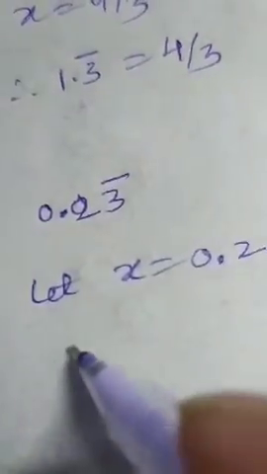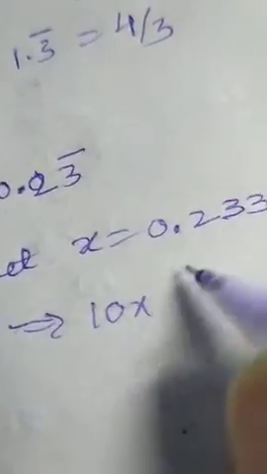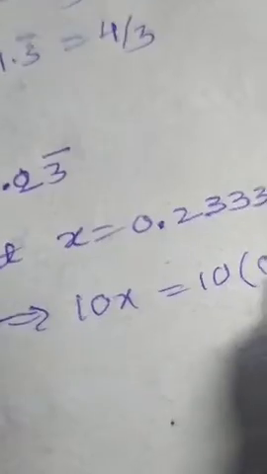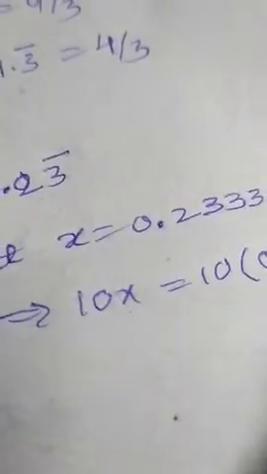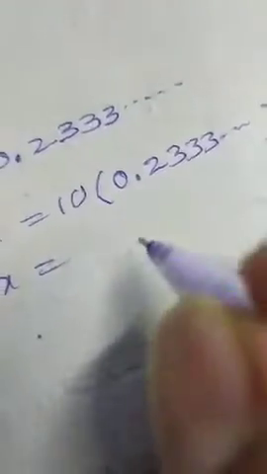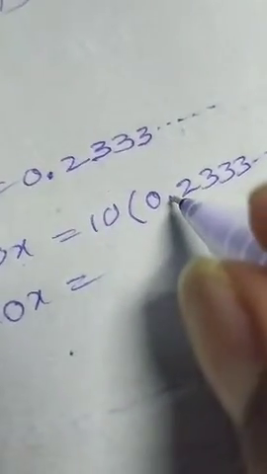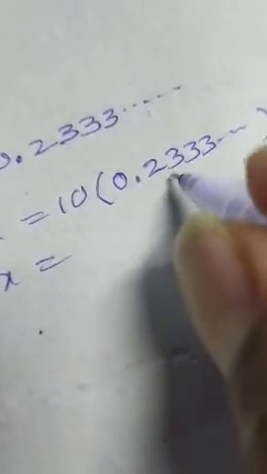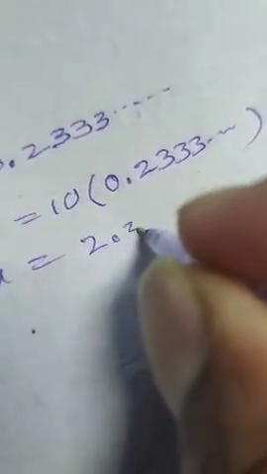So how to write this? 0.233 bar, right? Next, how many digits are recurring? Only one digit is recurring. So I am multiplying with 10 on both sides. 10x is equal to 10 into 0.2333 and so on. That implies 10x is equal to, when you are multiplying with 10, this decimal point moves to the right hand side by one digit, so it becomes 2.333 and so on.